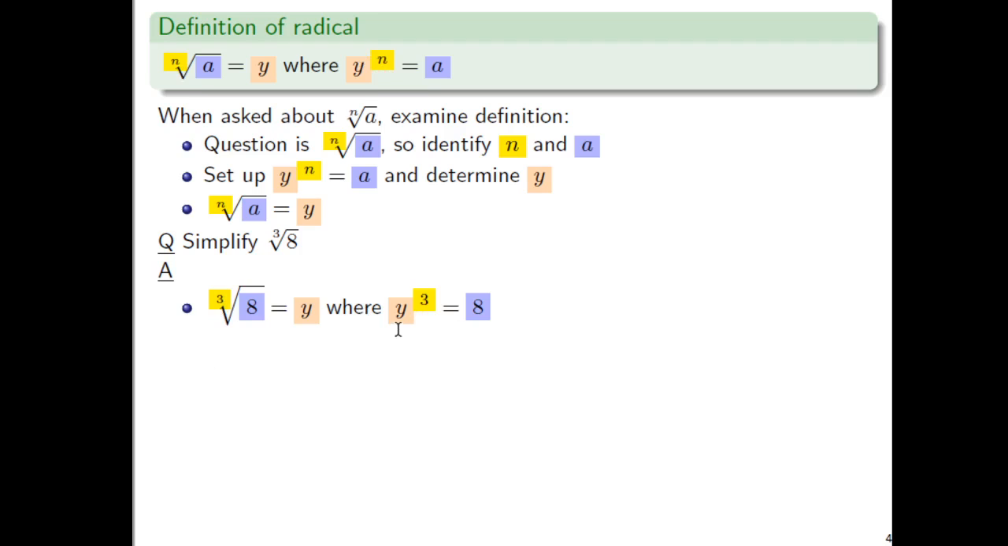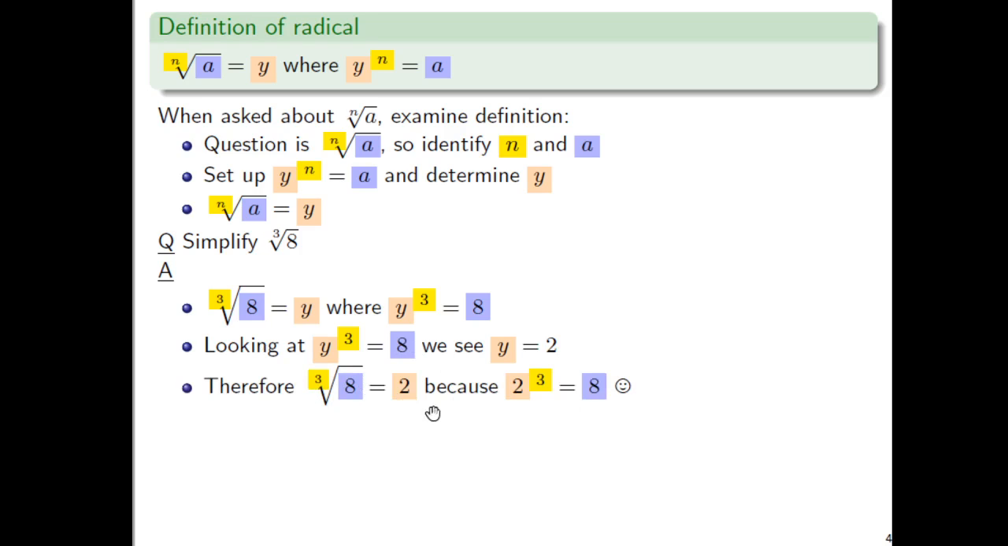And so then stare at y to the third is equal to 8, and looking at that, you can see that y should be 2. Therefore, now that we know that y is equal to 2, this spot in the brown box is now filled with a 2. So to summarize what happens here, the third root of 8 is equal to 2 because 2 to the third power is equal to 8.